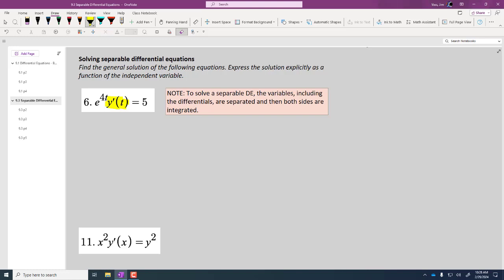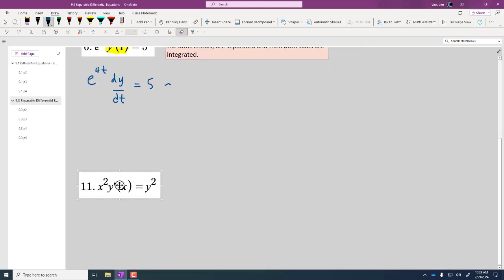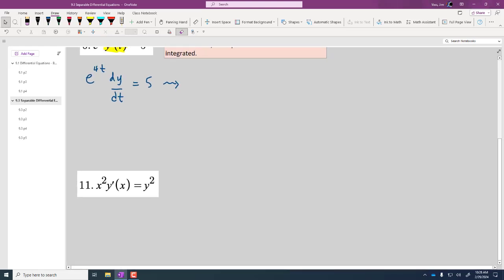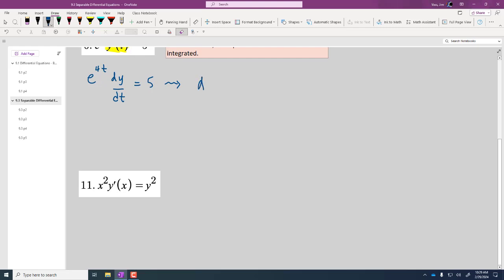But you might say, couldn't we solve this using the technique that we just used? And the answer is yes. You could just divide by e to the 4t and you'd have your y prime isolated. But we're pretending that we don't see that or we don't want to do it that way. So we're going to write this as dy dt equals 5. And then we want all the y stuff on the left and all the other stuff on the other side. So dy is all by itself on the left. We certainly have to push the dt over to the 5. So the dt has to go to the right. We need a differential on both sides. And then the e function gets moved over here as e to the negative 4t.